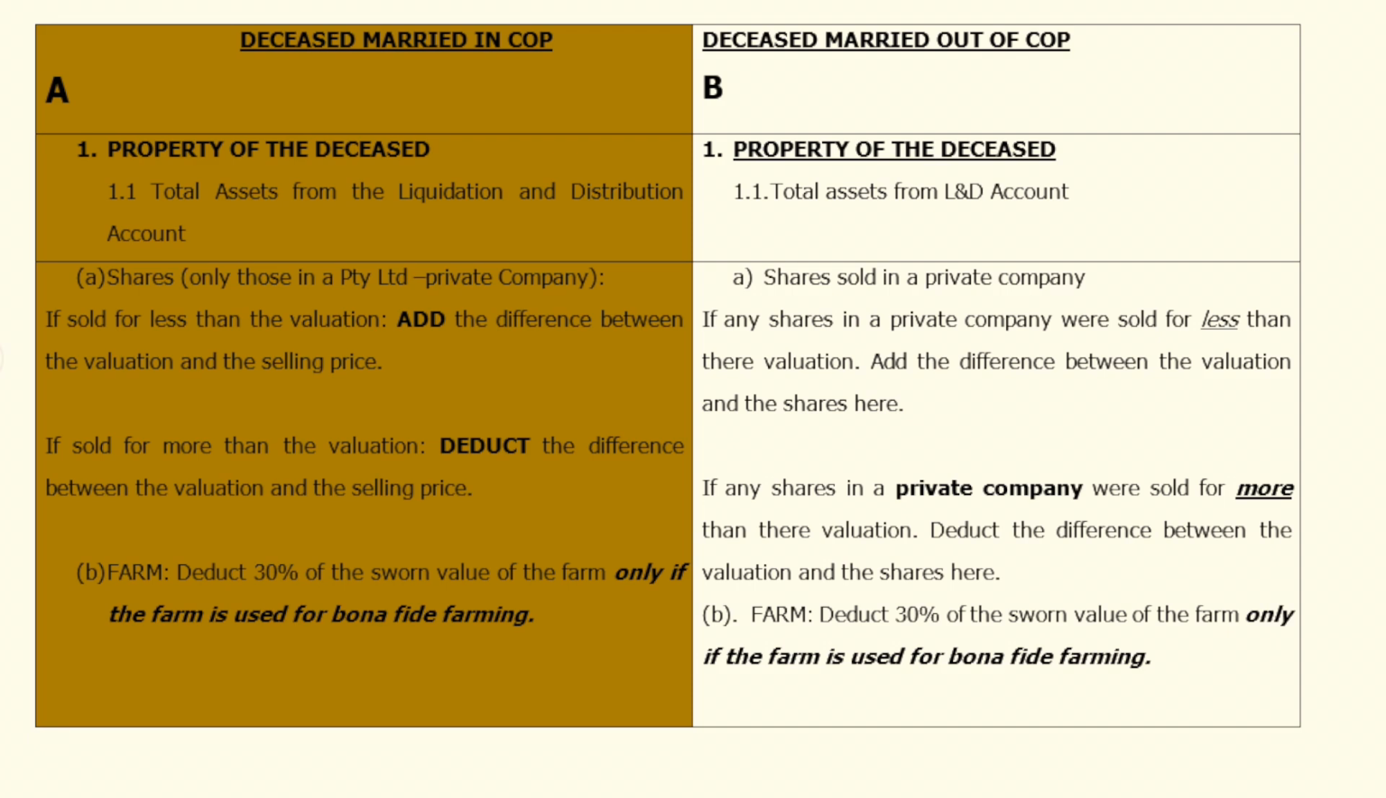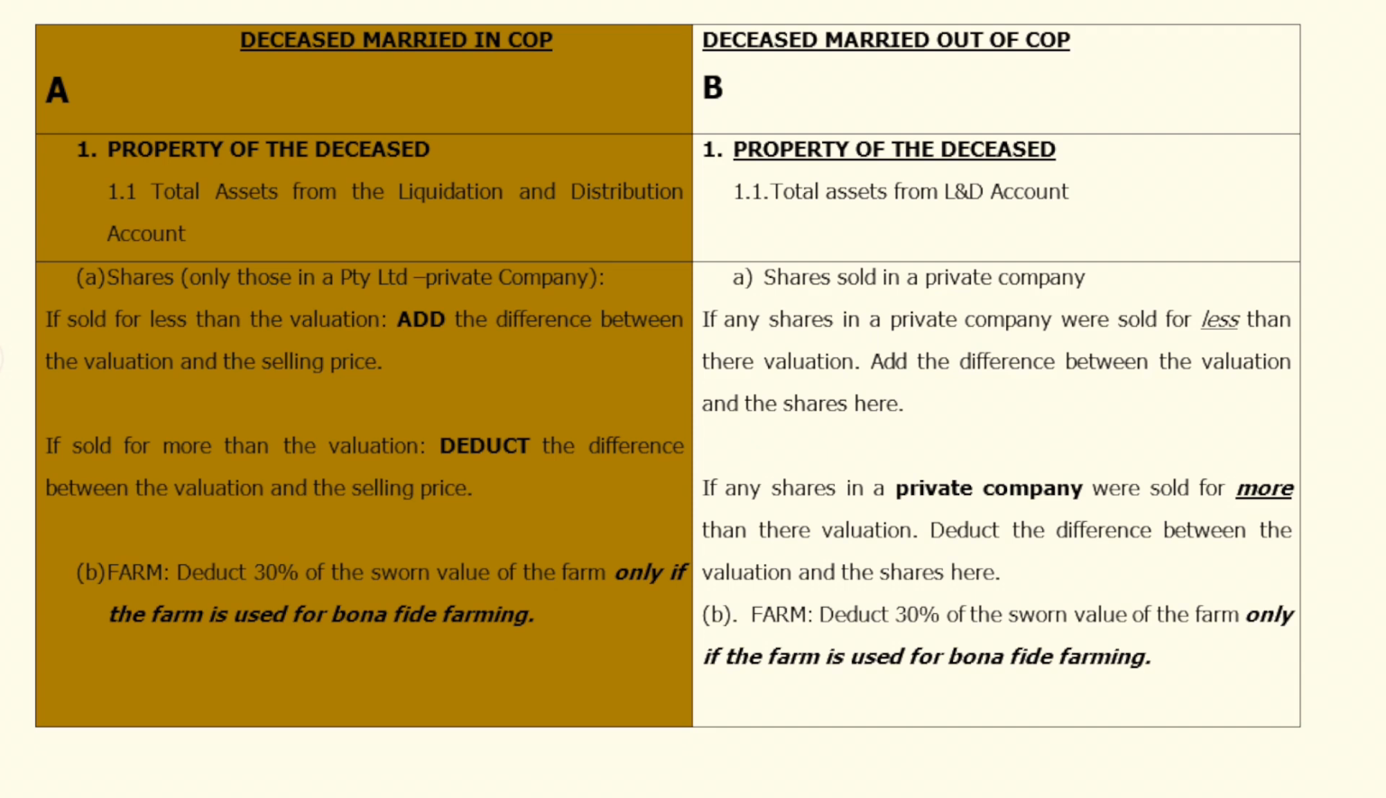As you know, the estate duty, ladies and gentlemen, has certain headings. So here I will start with the first heading. The first heading is property of the deceased. This is the property that is of the deceased. It's not property deemed to be property. Under paragraph 1.1, you will record the total assets from the liquidation and distribution account.